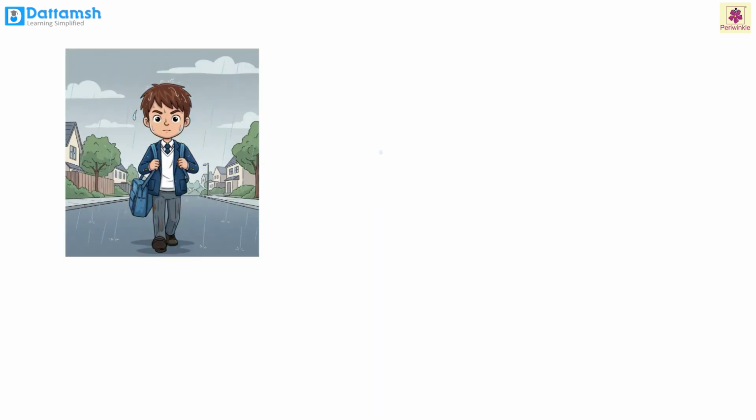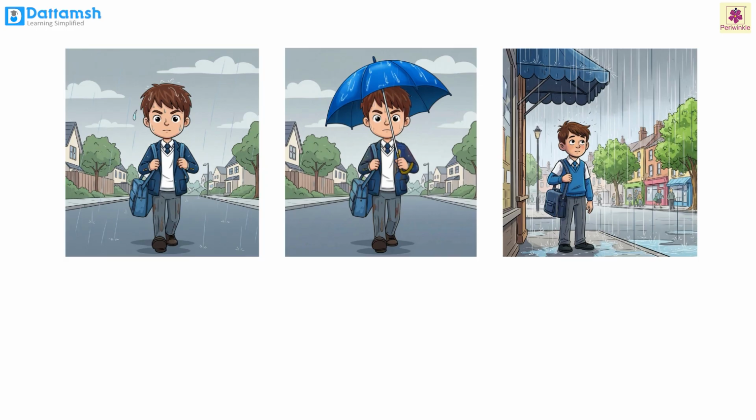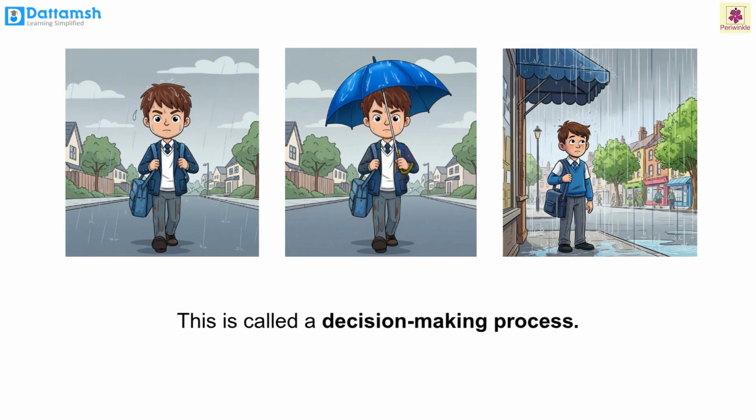Decision making. Imagine you are walking to school and it suddenly starts to rain. You have to decide what to do next. If you have an umbrella, then you can open it. Else, you find a shade to stand under to avoid getting wet. This is called the decision-making process.